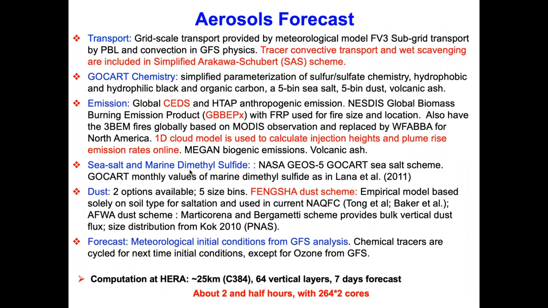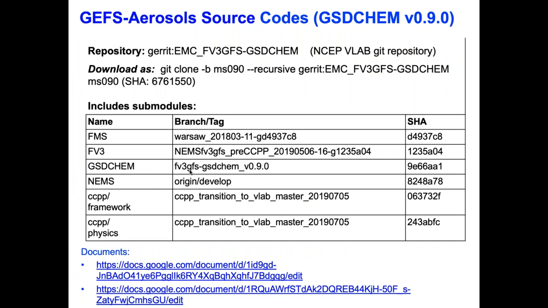About the aerosol forecast, I'm not going to go through the details, but I would like to highlight some updates compared to WRF-Chem and the GOCART model. One is that tracer convective transport and wet deposition have been included in the SAS scheme. For the global anthropogenic emission, we are now using the CEDS 2014 version. For the biomass burning emission, we updated to use the GBBEPx emission with FRP data, also based on using the Plume-rise module. For the dust emission scheme, we are now using the FENGSHA dust scheme developed by ARL. About the computation time on Hera, the test we did is based on 25 kilometers for a 7-day forecast. It takes about 2.5 hours. Here are the details about the repository of our most recent version and the corresponding documentation.